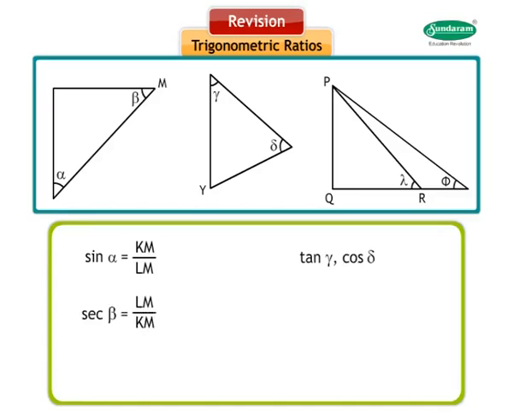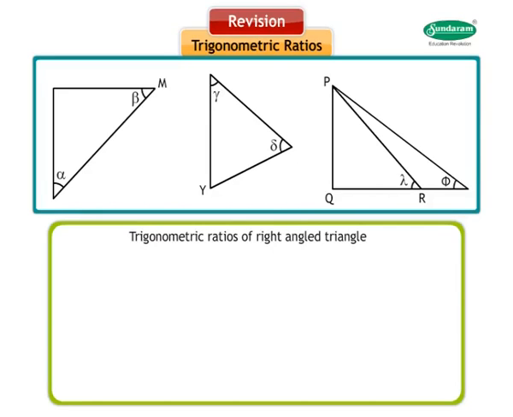Tan gamma and cos delta is equal to YZ upon ZX. Cosec lambda is equal to PR upon PQ. Cot phi is equal to QS upon PQ. But how do we get these answers? We use the definition of trigonometric ratios of a right-angled triangle.